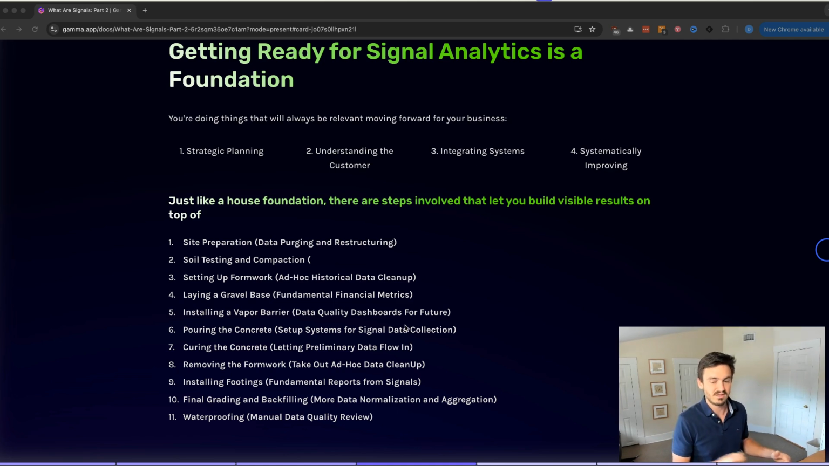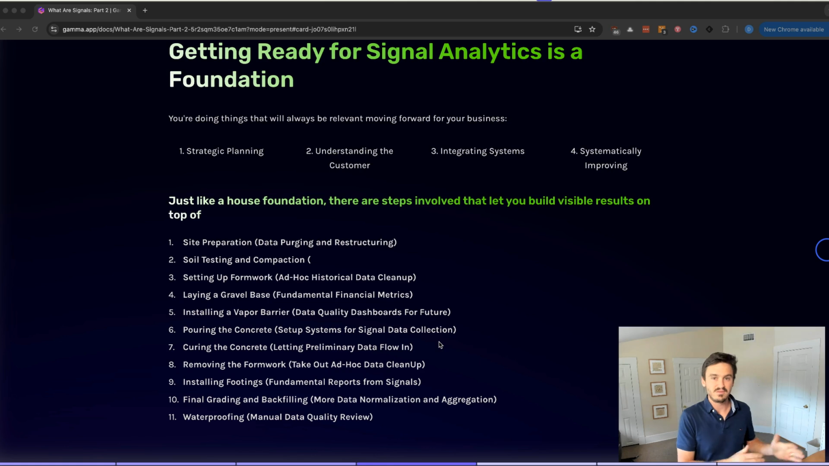9, installing footings. I know what this is with buildings, to be honest. I didn't look into this part. But this would be the fundamental reports from signals. From what I could tell, these are like, I don't know, structures inside of the building. Sometimes they're optional. And so fundamental reports are these pillars of data that we typically look at when you're building this foundation, so that you can reference exactly how the system's been set up, if the data is flowing correctly, if it's giving you the exact data that you were looking for from a fundamental standpoint.